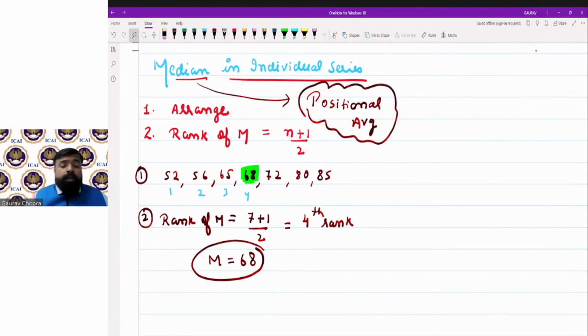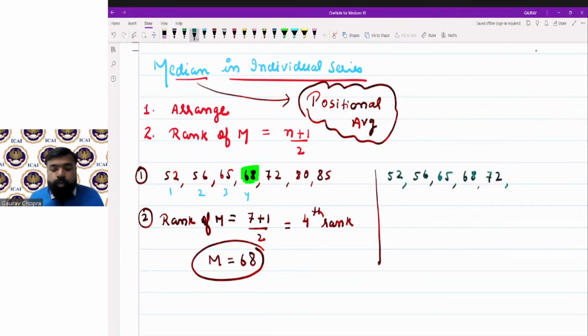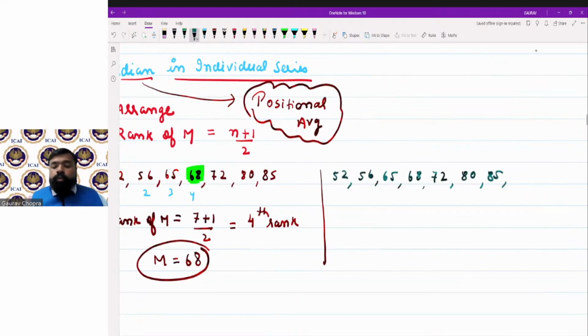So let's take one more case. Let's say there is one more observation, we are adding an observation. Taking similar figures, 52, 56, 65, 68, 72, 80, 85, and let's say one more figure is there, 90. So we have arranged the data. This is step number 1, arrange the data in ascending order.